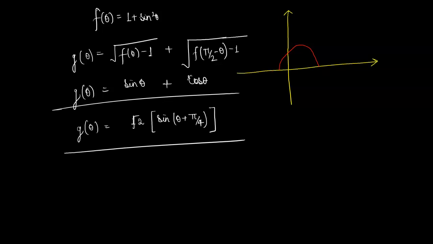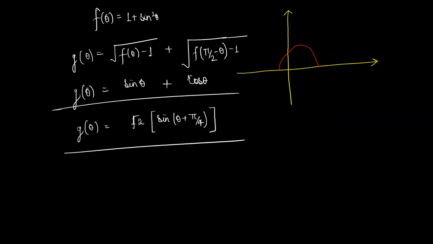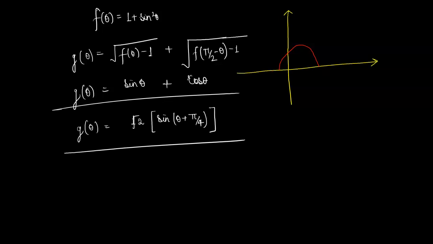Fine. Because g theta is defined for theta from 0 to pi by 2. So at 0, g theta will have its minimum, if theta is from 0 to pi by 2. So we will have 0 here and pi by 2 somewhere here.